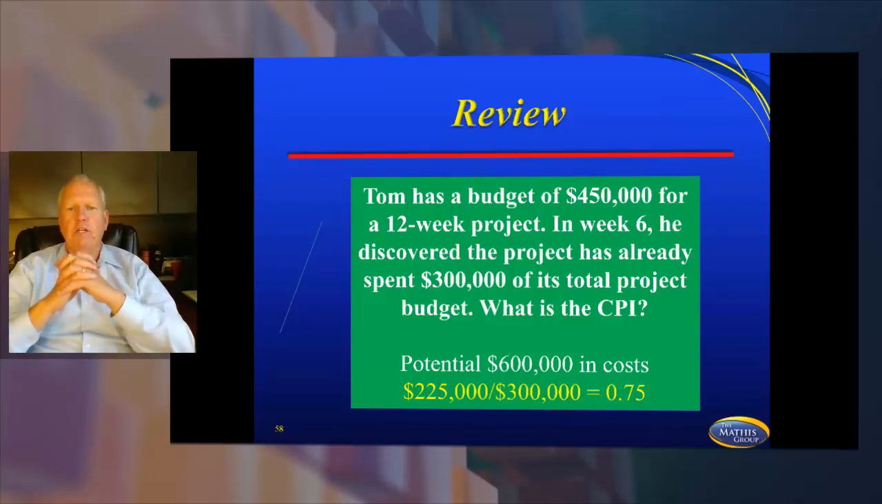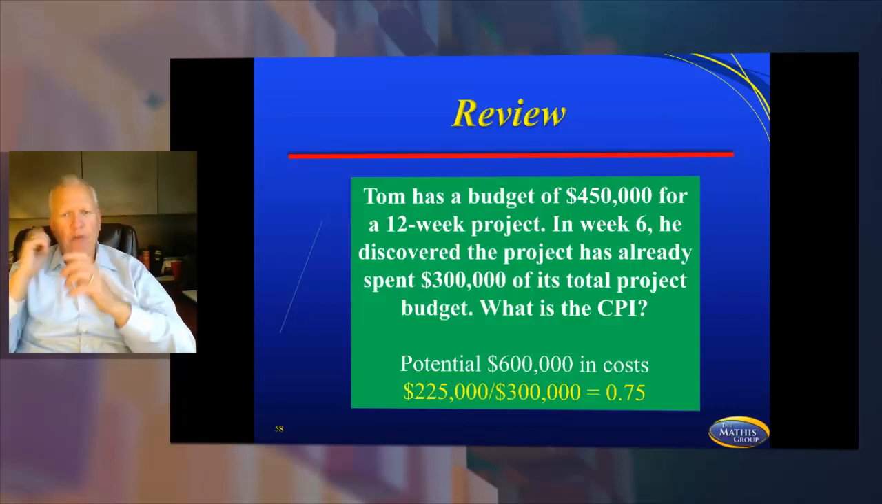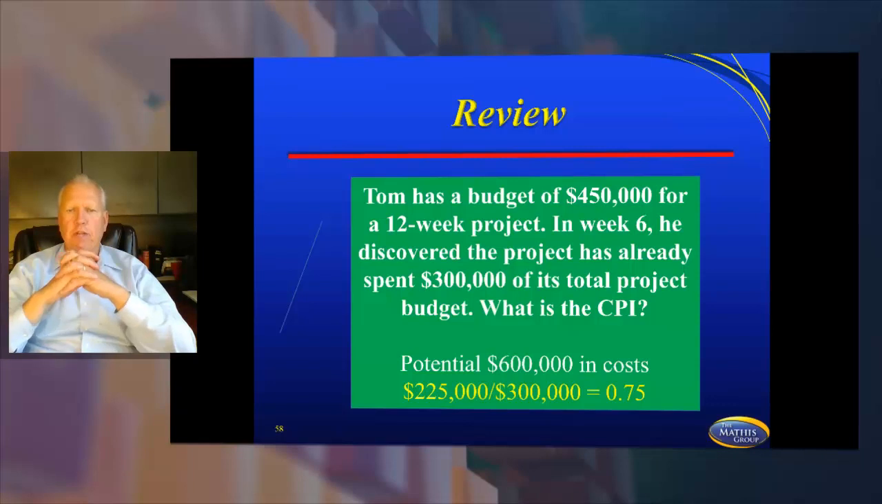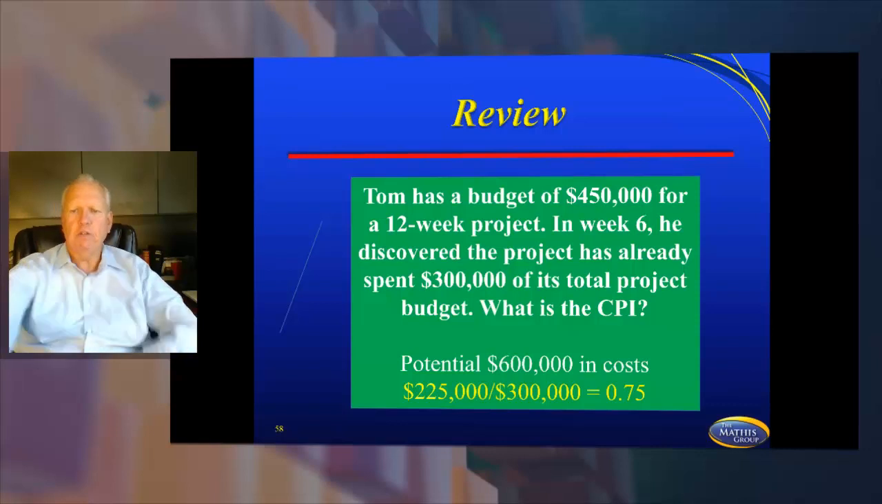So then I look at 225, which is where it should have been, divided by the 300,000 where it is right now. That gave me a 0.75. So I know that I'm 25% over budget. That's the best answer I could come up with for something like this. This type of question comes up on the test very consistently, so I wanted to make sure you saw that.